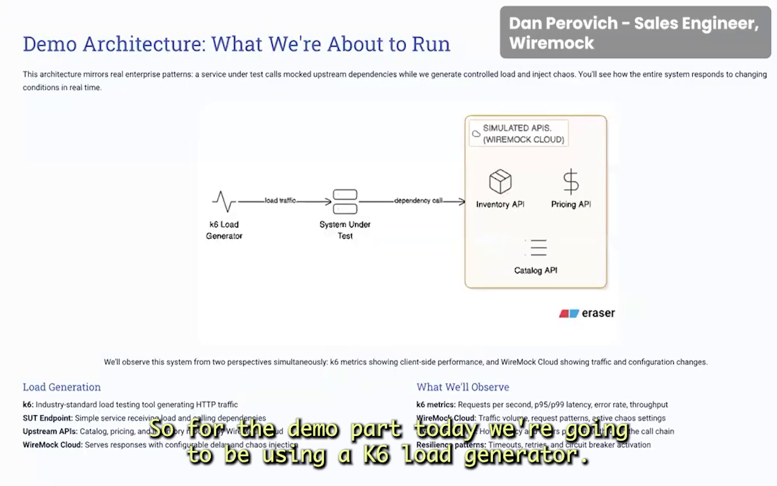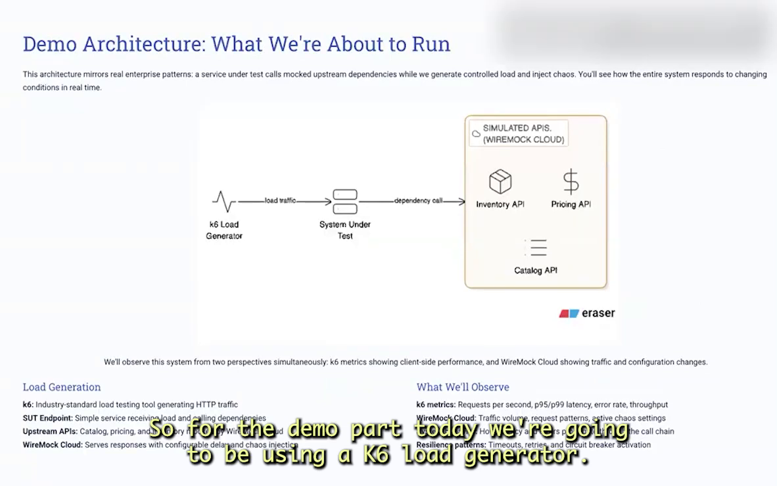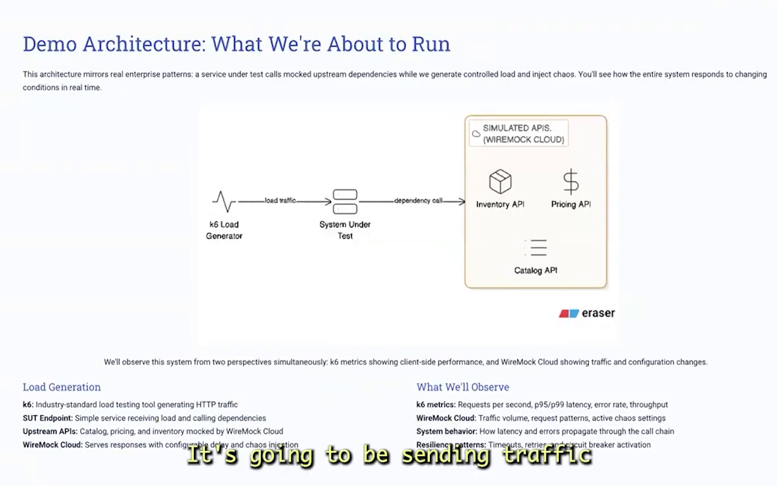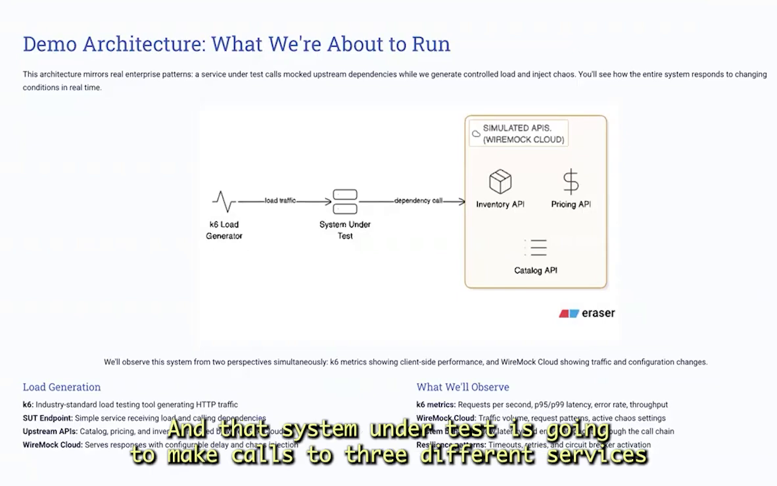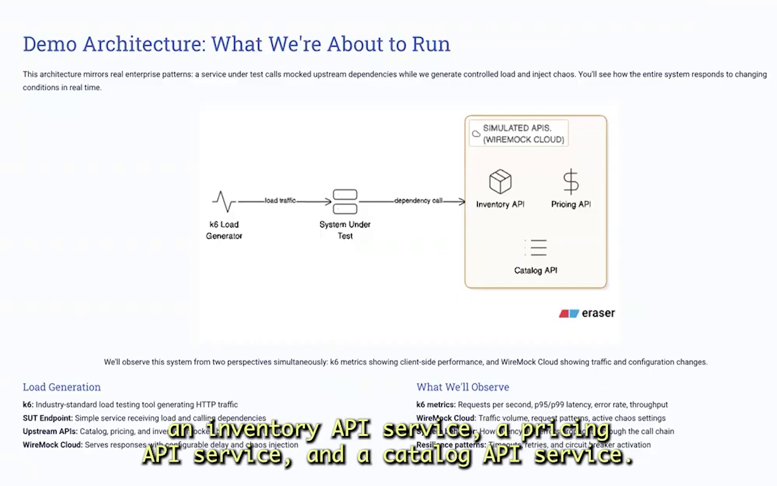So for the demo part today, we're going to be using a K6 load generator. It's going to be sending traffic to a Node.js application that I've got running in ECS. And that system under test is going to make calls to three different services: an inventory API service, a pricing API service, and a catalog API service.